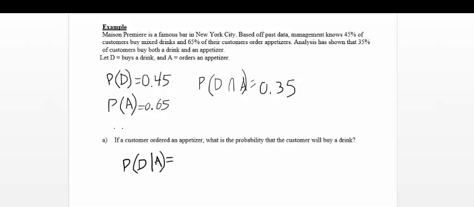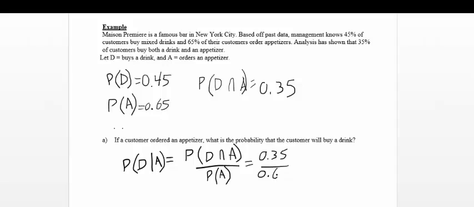Again, we're going to use that conditional probability formula, where it's the joint probability, D and A, over the given probability. Simply fill in the pieces. Probability of D and A is the 0.35. Probability of A is 0.65. Calculate this out. We get 0.5385.